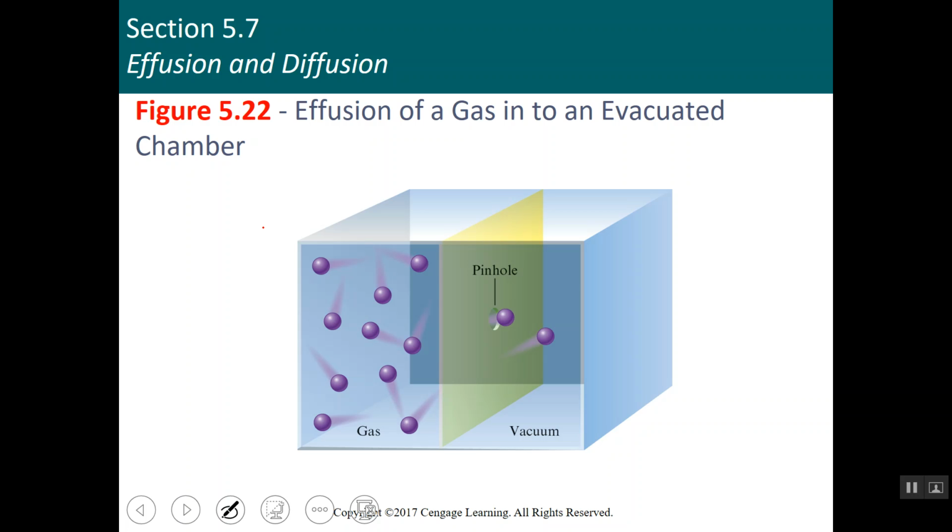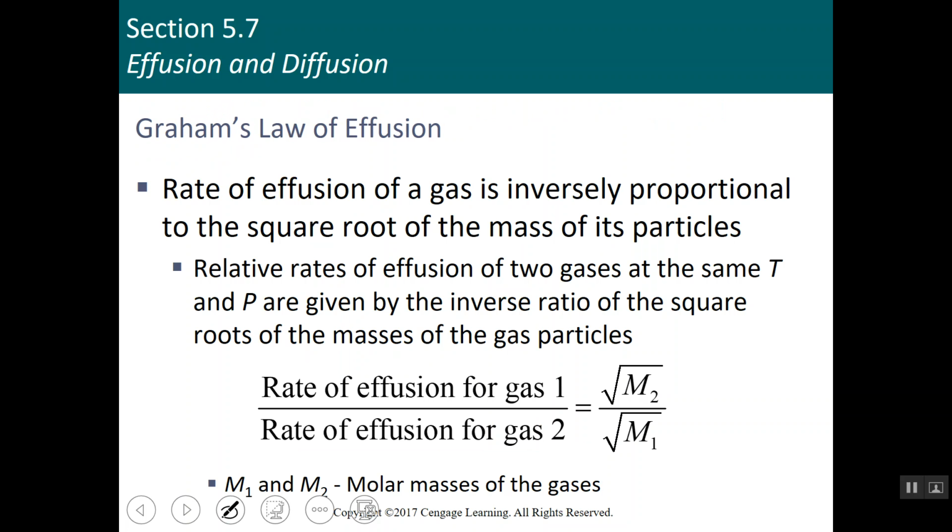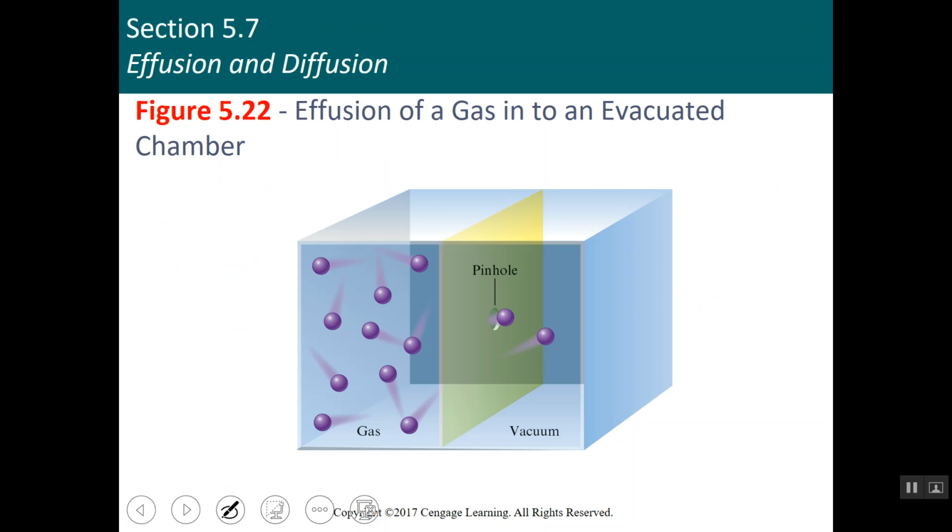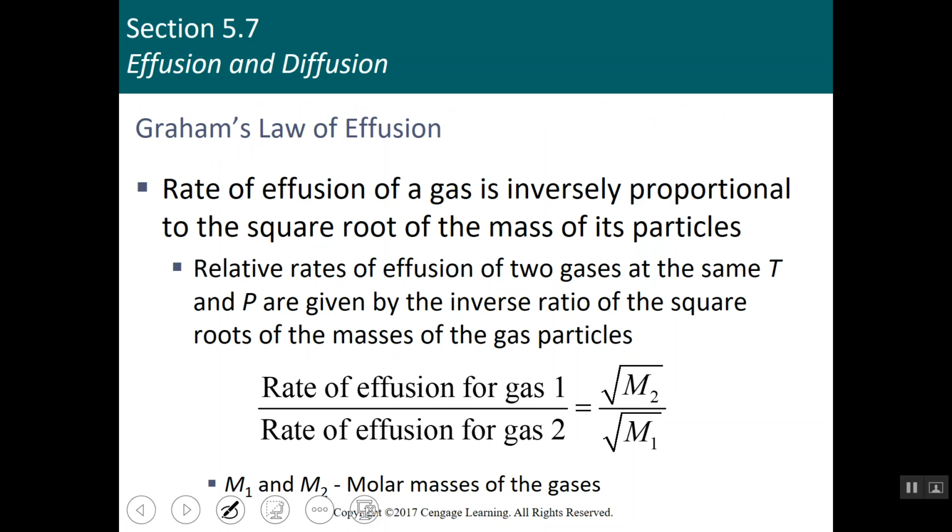So we've got a gas over on the left-hand side. We have a tiny pinhole in the middle, and then the other side is a vacuum. So basically the vacuum part of this chamber is going to pull the gas over, but it has to pull it through that tiny pinhole. So if we have two gases on the left-hand side, what's the effusion rate going to be for the gases?